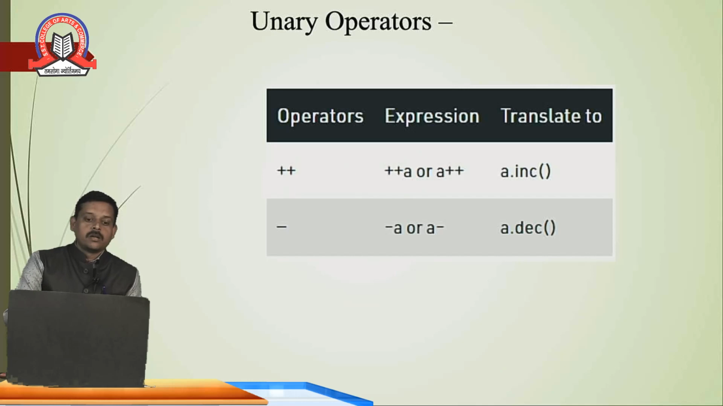Friends, now the next operator is the unary operator. A unary operator just has the operator symbol plus plus or minus minus.